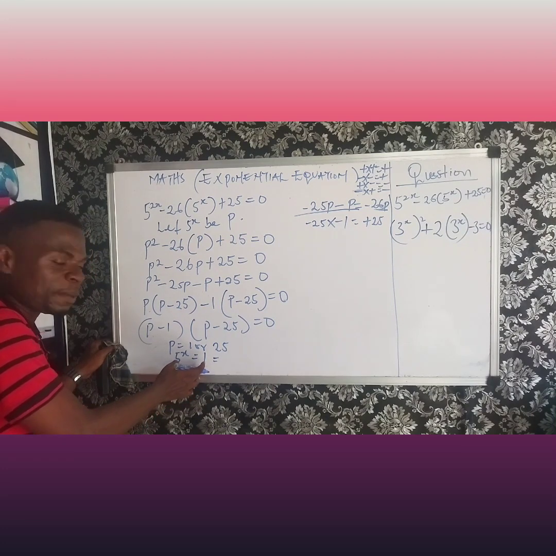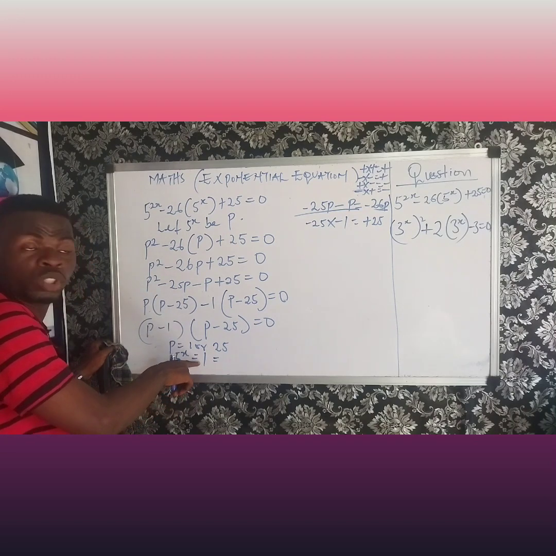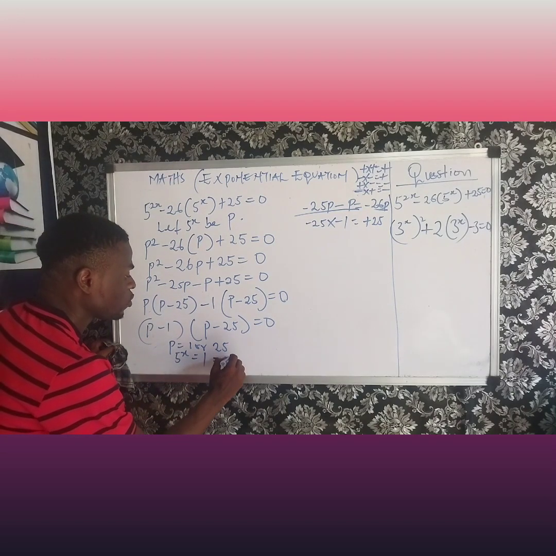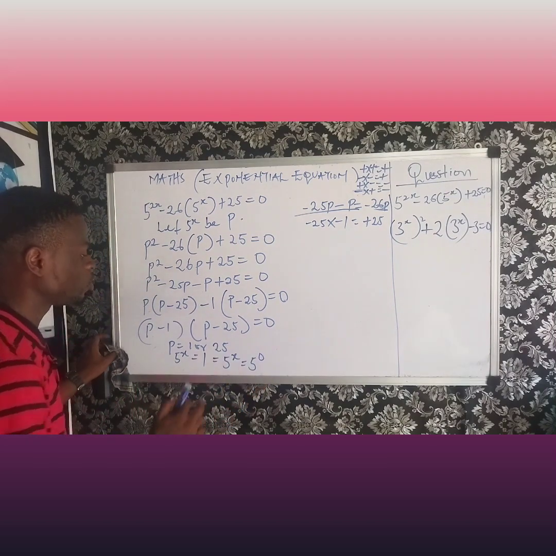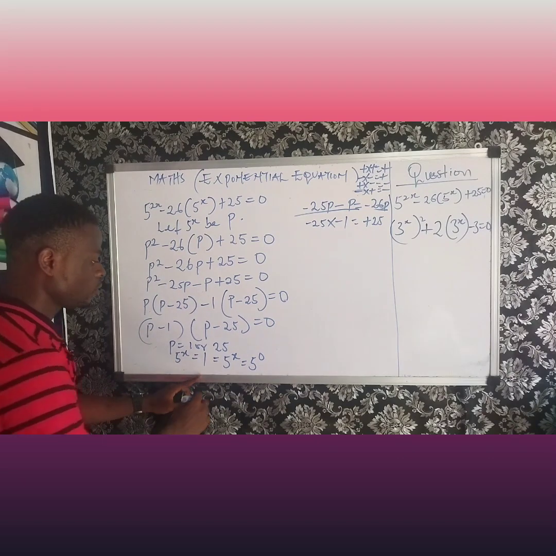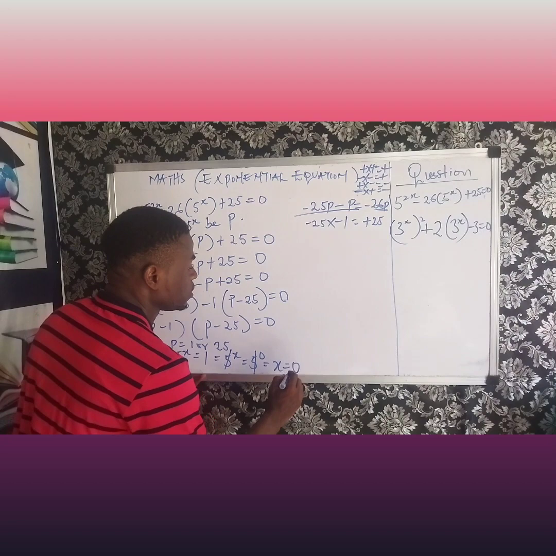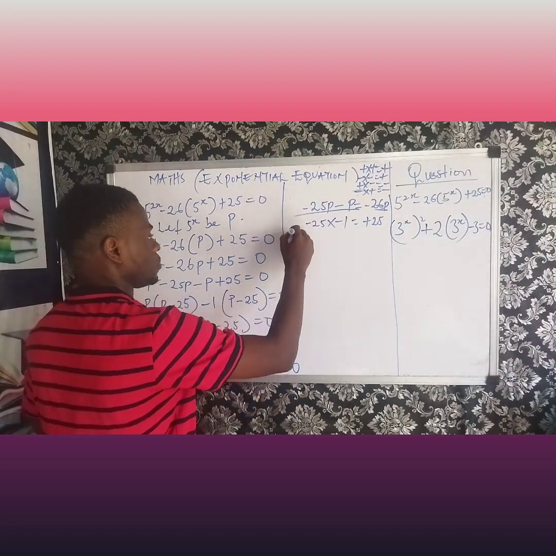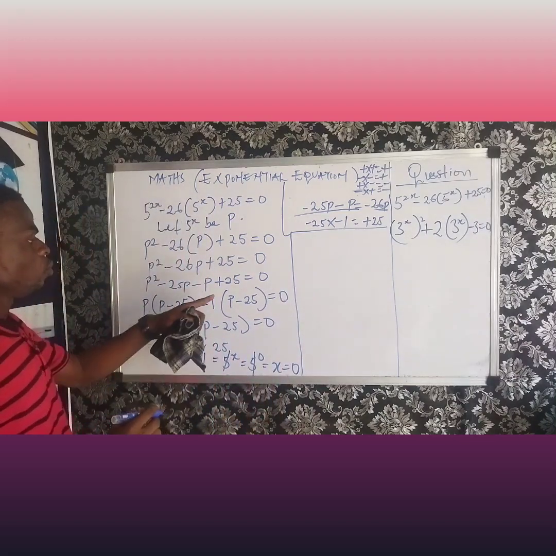We have to write it in the same base, that will give us what when we find the value? 1. So automatically this one now becomes 5 power 0, because any number power 0 gives us 1. So in this place, 5 divided by 5, now we have x equal to 0. So in this section here, we have done it.